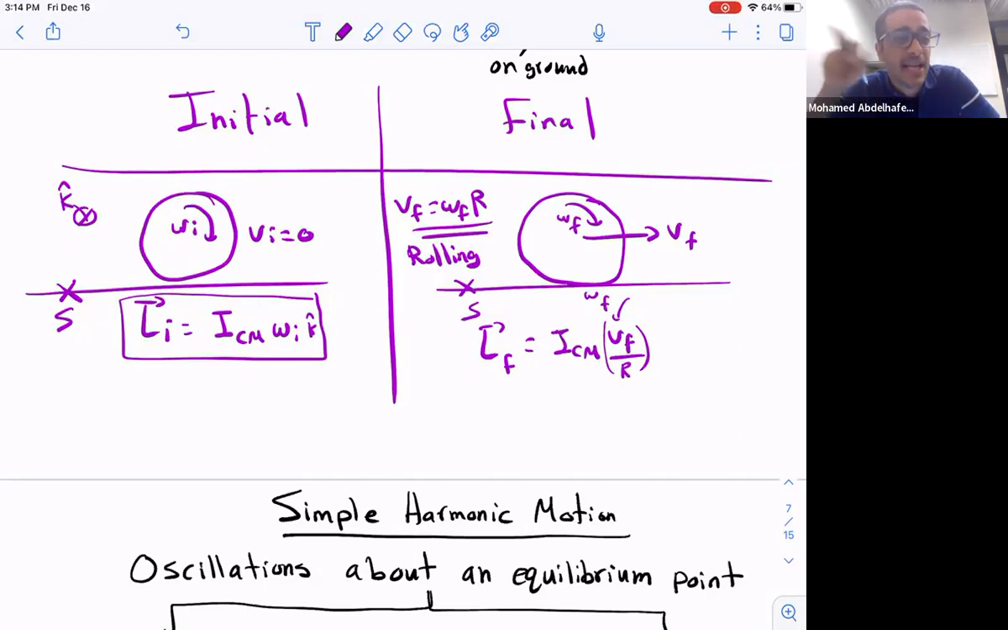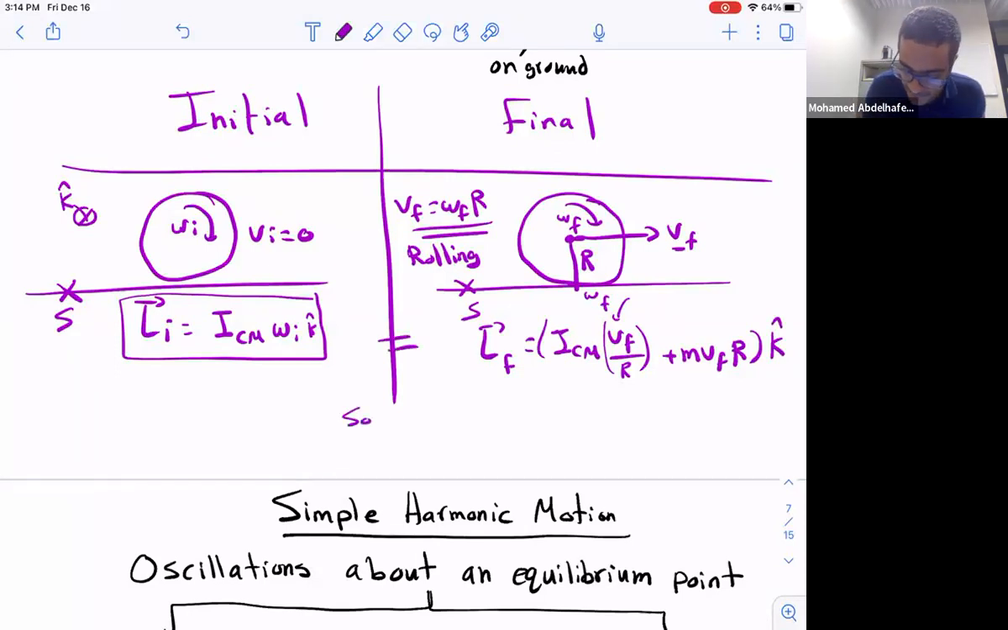And I also have an MVR perpendicular term. So the center of mass right here is moving with velocity V final at the perpendicular distance from the ground, R. Again, don't forget, we're calculating it about a point on the ground. The perpendicular distance from the ground is R. That's why the second term is just MVR. This whole thing is in the K hat direction. So that's it. You set them equal and solve for V, you're done.